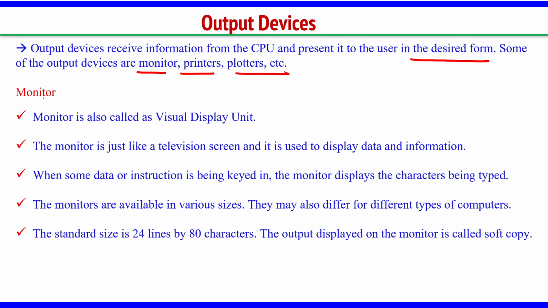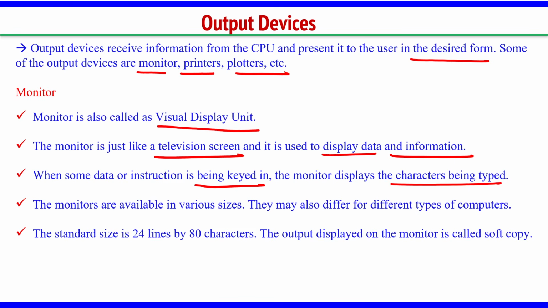What is a monitor? I think you know the monitor screen, right? Monitor is also called as visual display unit. Monitor is just like a television screen and it is used to display data and information. When some data or instruction is being keyed in, let's say I am giving some input, the monitor displays the characters being typed. So when I am writing here, you are able to see on the screen, no? That's what the output device's job is.